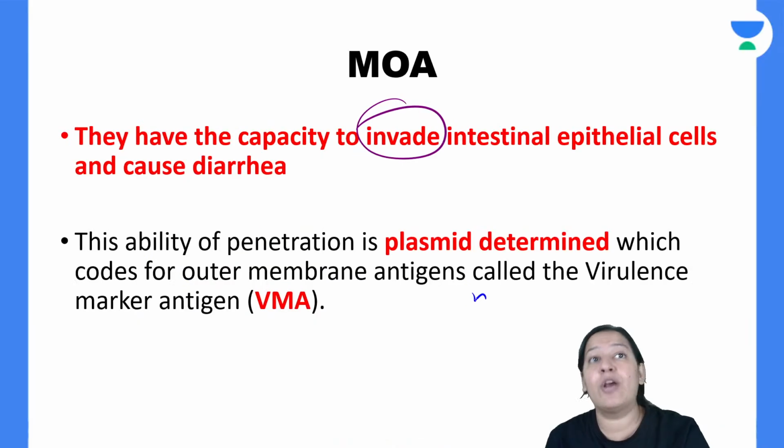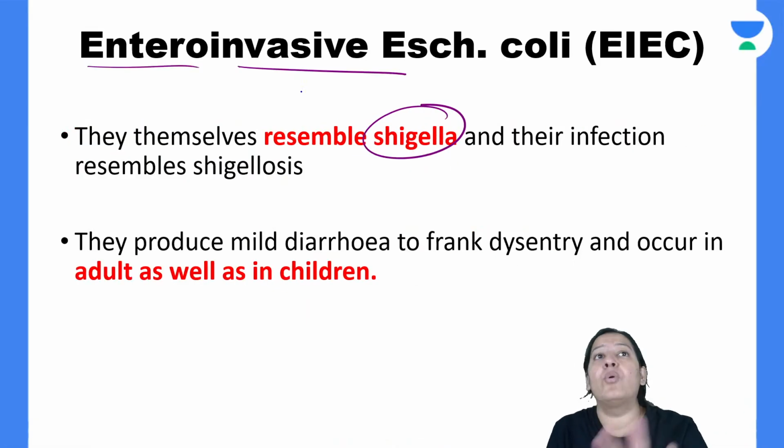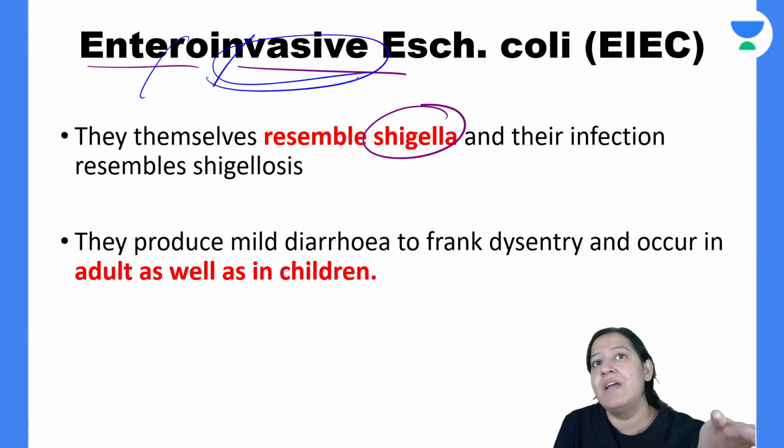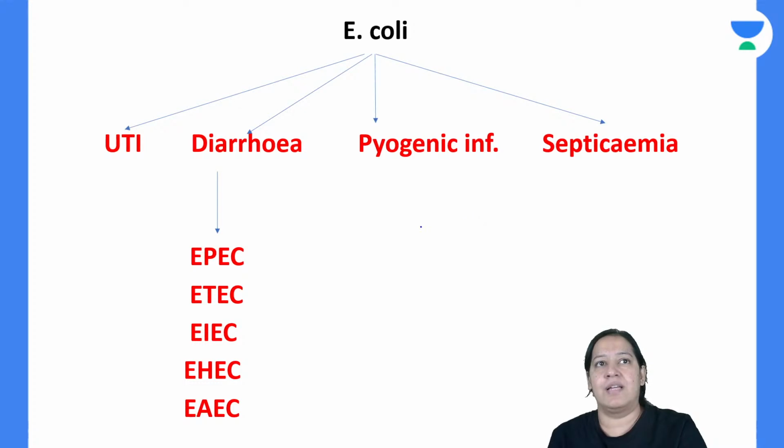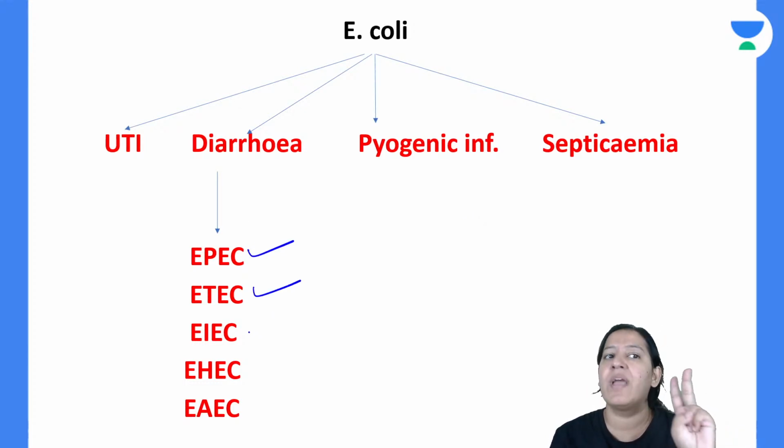तो ये एक्चुअली खुद बैक्टीरिया इन्वेड कर रहा है. That's why known as EI, invasive. Have you got it? That is the third. It is like Shigella. Have you got it? That is the thing. So EPEC हो गया, ETEC हो गया, EIEC हो गया.